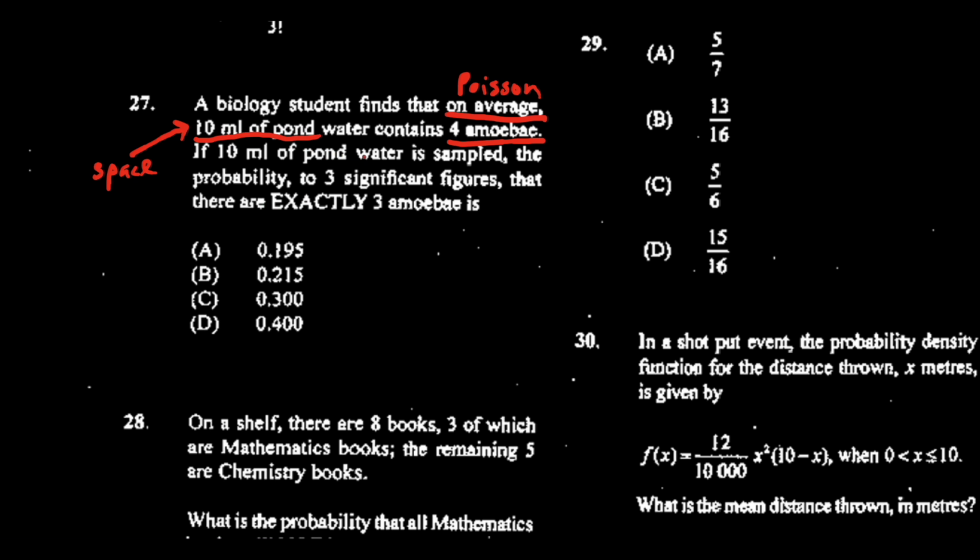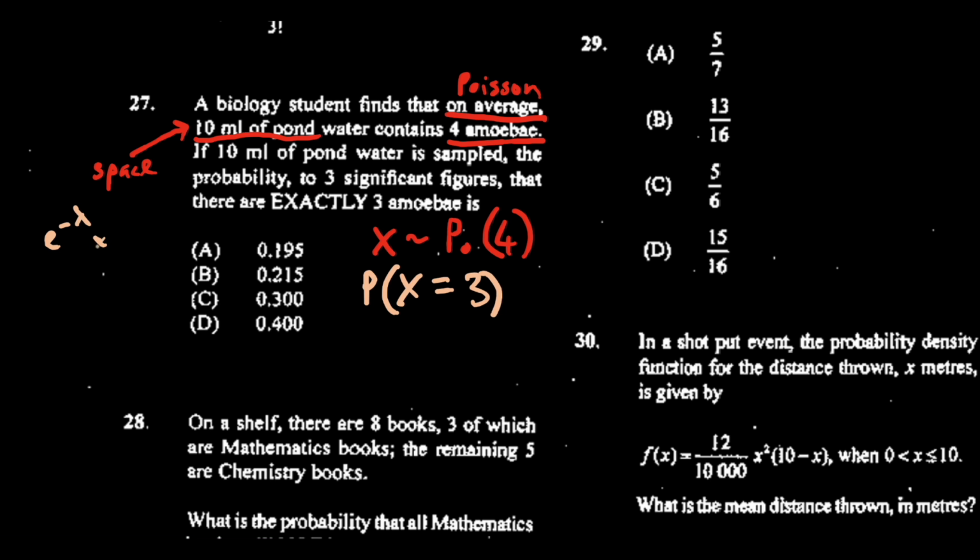They say if 10 milliliters of pond water is sampled, the probability to 3 significant figures that they are exactly 3 ammorbate. So we are saying, let's just say we have X for Poisson, the average is 4. We want to find the probability of when it's equal to exactly 3. So we go back to that formula that we've been using today.